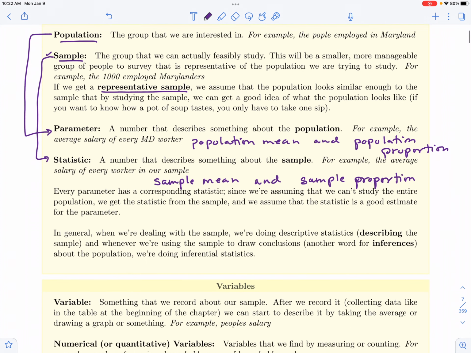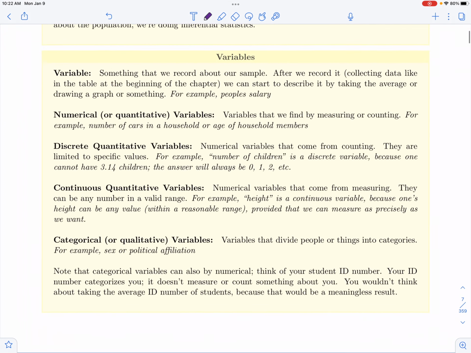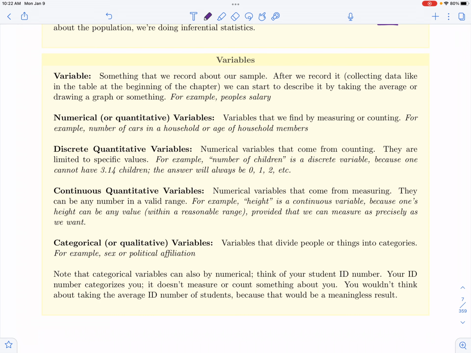All right, so again, when we're talking about describing statistics, that's going to be our descriptive statistics section. And when we're trying to make conclusions, that's where we're doing our inferential statistics. All right, so some more definitions that we've got here. I told you there's a lot of definitions.